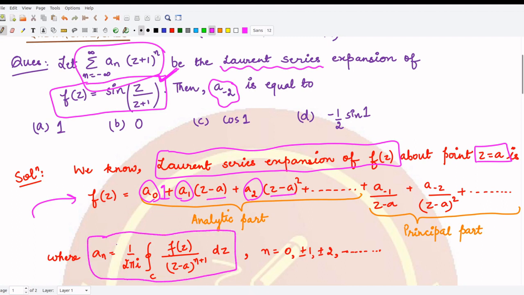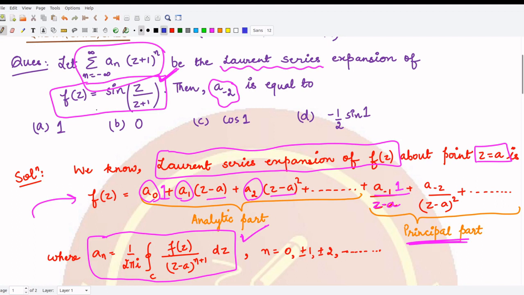Plus we also have the principal part here. We define and write in notation the coefficient as a_(-1), and it is the coefficient of the term 1 divided by (z - a), correct? Similarly, we have plus a_(-2). It is the coefficient of the term 1 divided by (z - a)^2 and so on. So these coefficients are obtained using this formula. There is one way. Another way is what we can do.